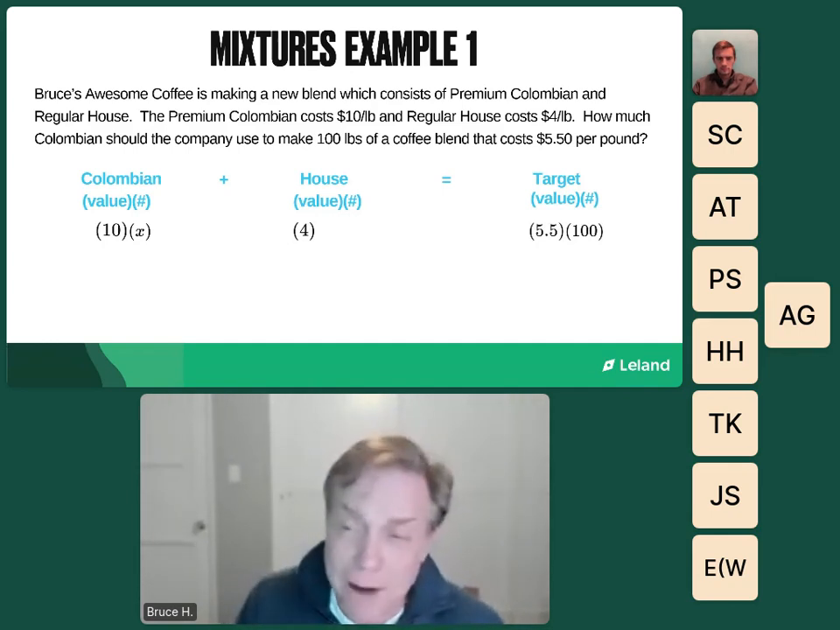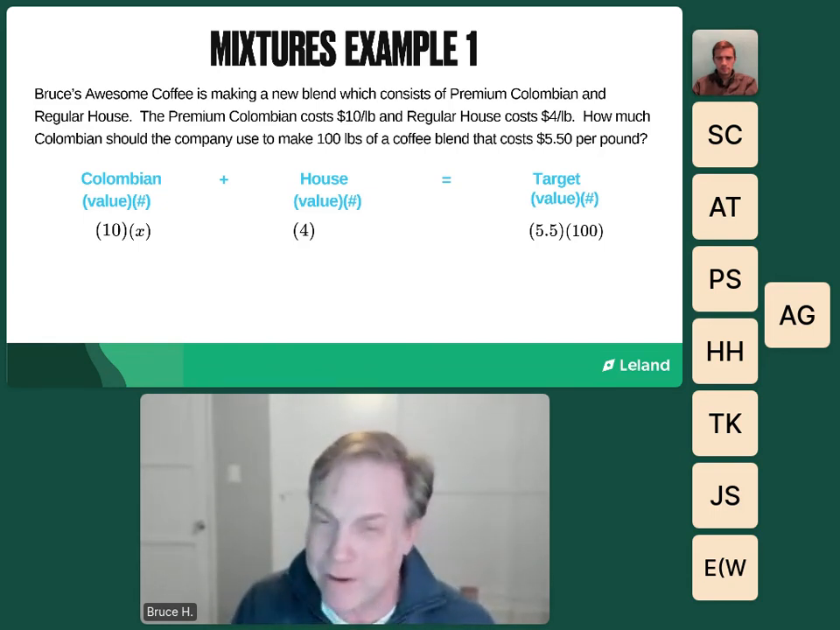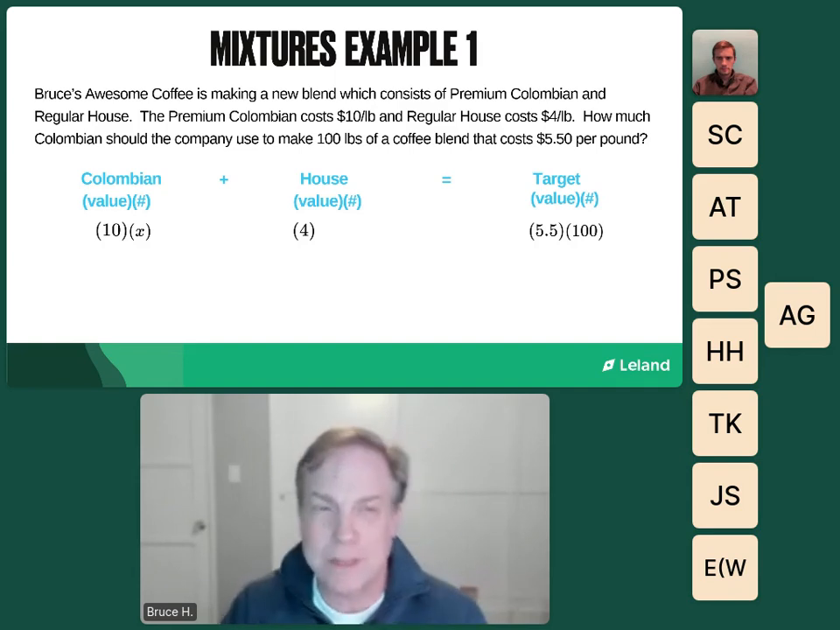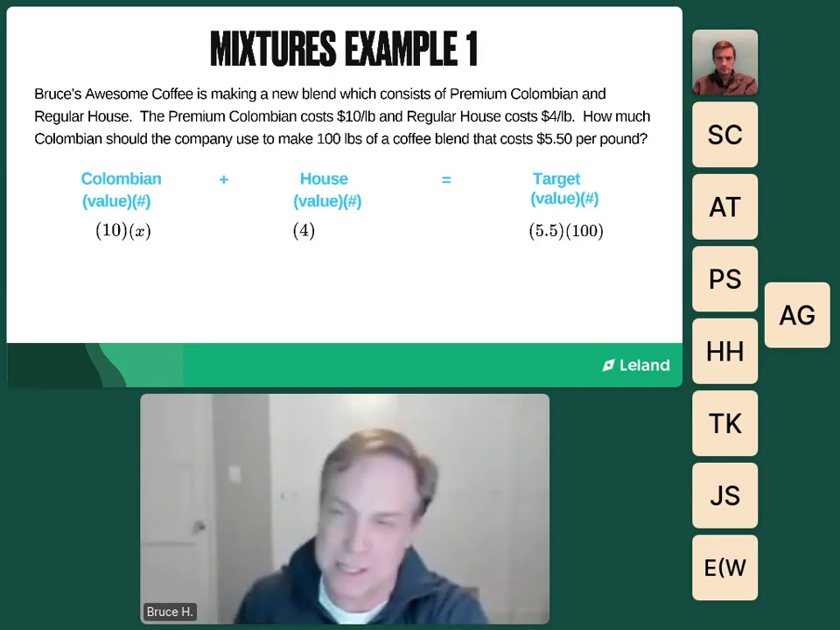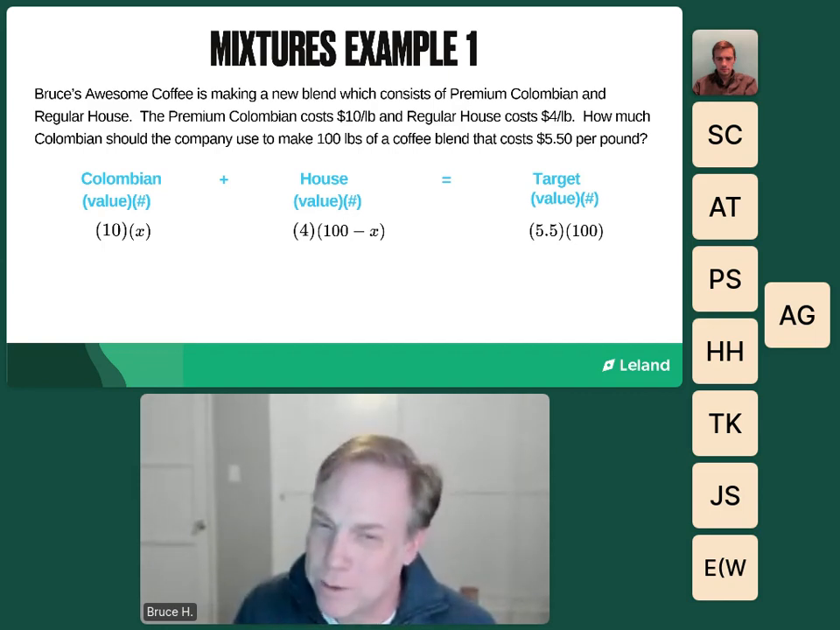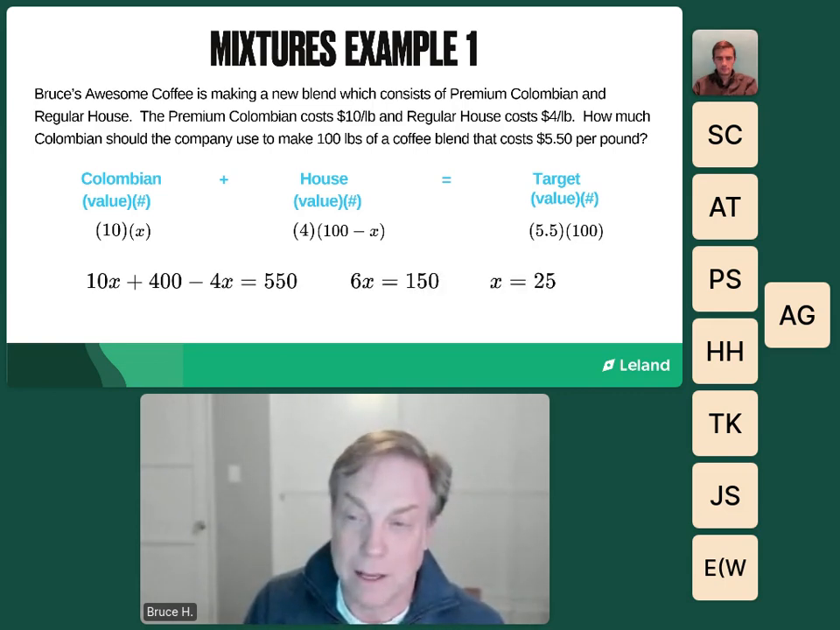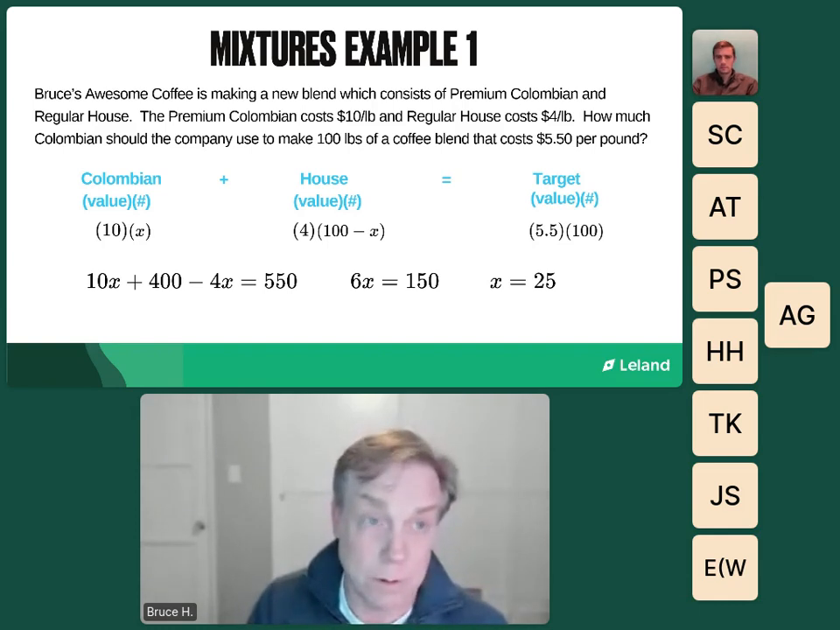We've got almost everything now. And we know the amount of house as well, because we know that the number of Colombian plus the number of house has to equal the total number. So the amount of house is 100 minus X. And after that, it's just algebra. And we find that X equals 25.